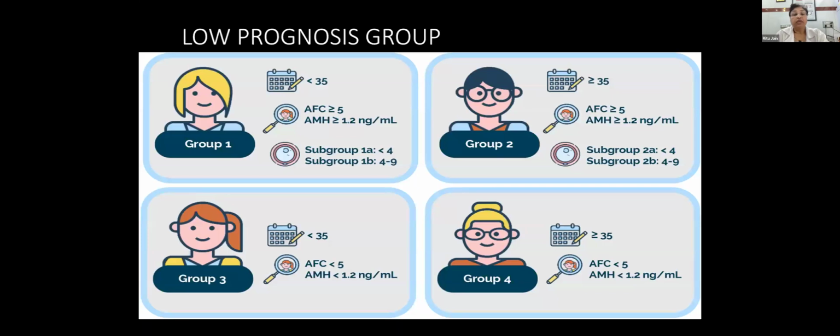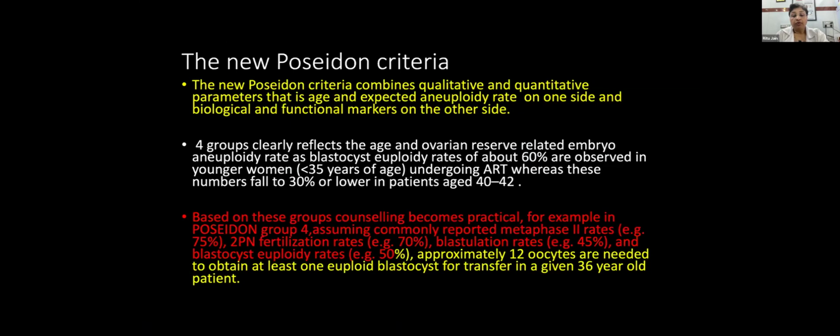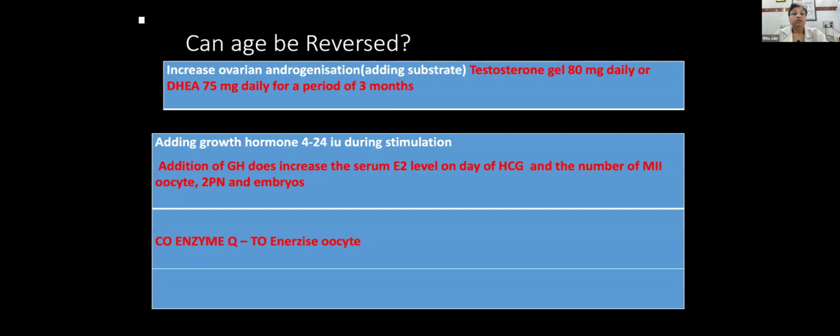The Poseidon group very clearly strategizes the aneuploidy and euploidy status between different age groups and helps us in counseling the patient that there is a difference between group 1 and group 4. In group 4, the aneuploidy increases remarkably, and more oocytes are needed to get a euploid blastocyst. As we say, more the merrier. So, can we reverse the age? Can anyone from group 4 be moved to group 1 by any means possible? No.